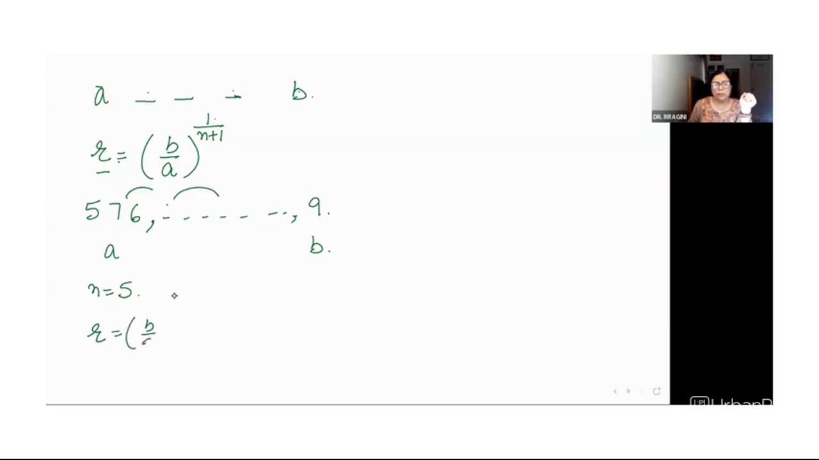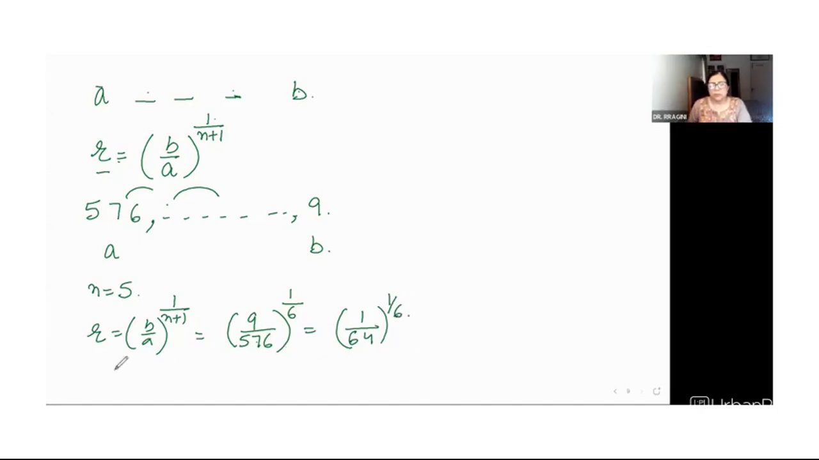B by A raised to 1 upon n plus 1. What is B here? 9 upon 576 raised to 1 upon n plus 1, where n is 5, and 5 plus 1 is 6. Now what do we get here? This is 9 times 9, 6 are 54, 36, 9 4s are 36.